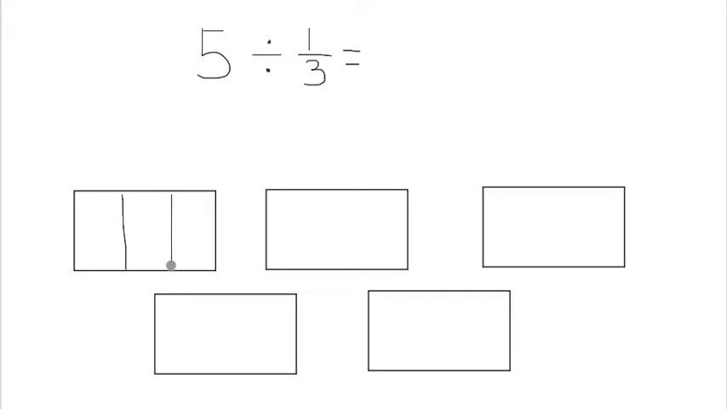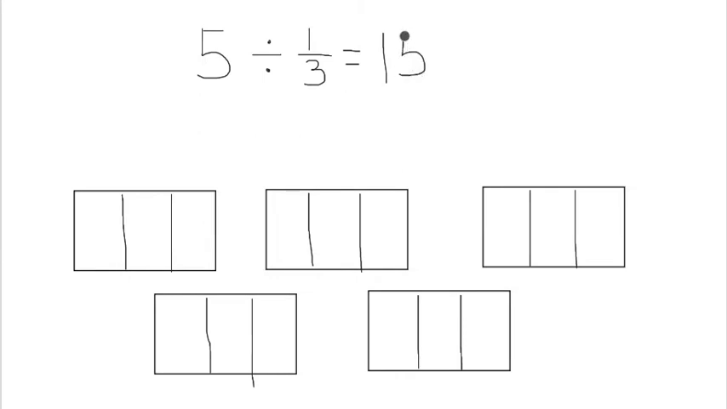We're going to divide them into thirds, and we're going to pretend that these are all exact equal slices. Ooh, got a pretty straight line there. So after I've divided each whole into thirds, I see that there are 15 thirds. So our answer is 15. 5 divided by 1/3 is 15. I have 15 thirds here.